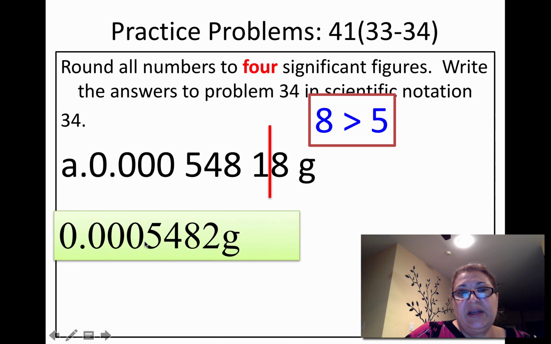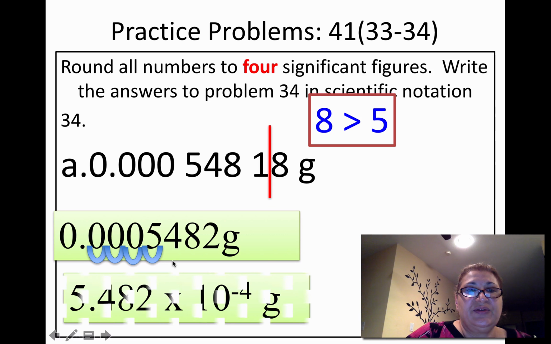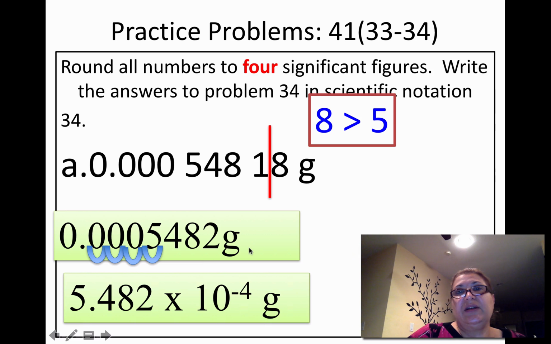So it's 0.00548. 1, 2, 3, 4. We're trying to convert it to scientific notation, so we're moving to the right, so it's negative 4. 5.482 times 10 to the negative 4.